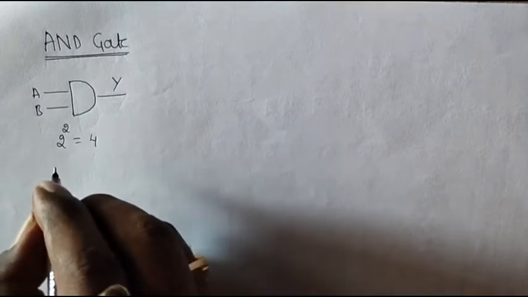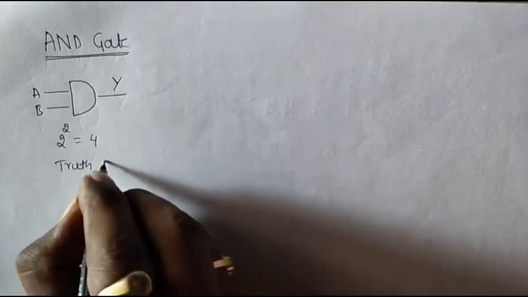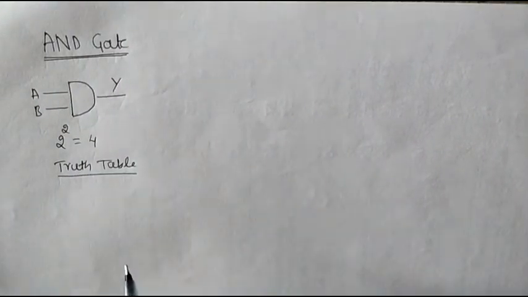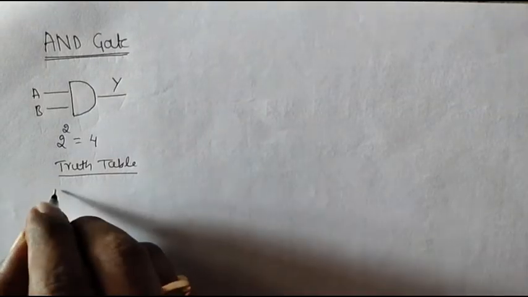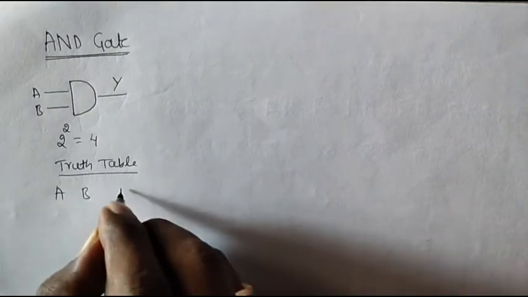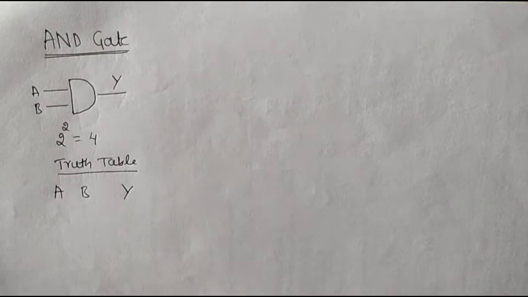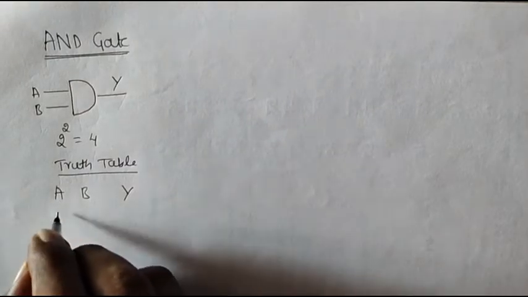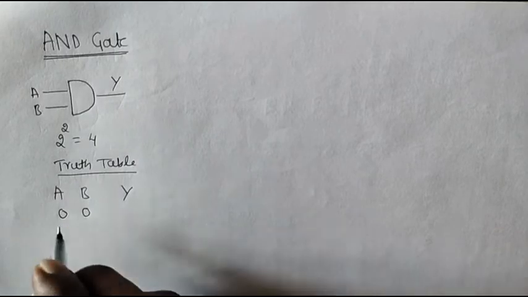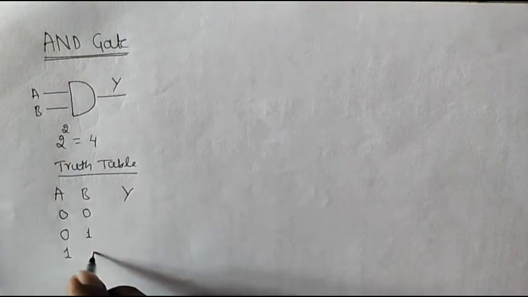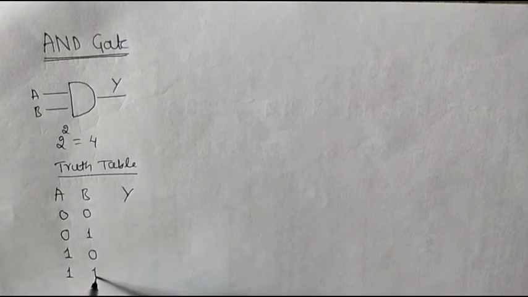Let us write the truth table for the AND gate. Truth table is the one which gives the relationship between inputs and outputs. We have the inputs A, B and output is Y. We know that gate will take only binary inputs, either 0 or 1. Here I am using two variables. The possible inputs are A is 0, B is 0; A is 0, B is 1; A is 1, B is 0; both are 1.